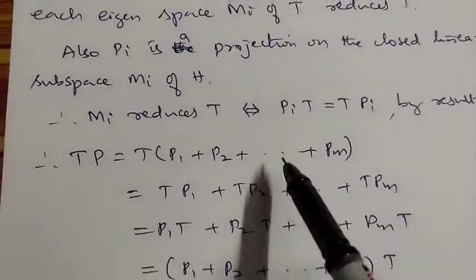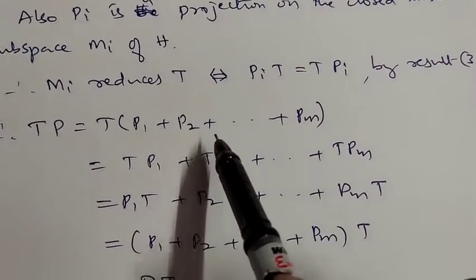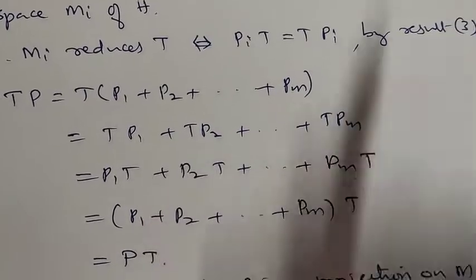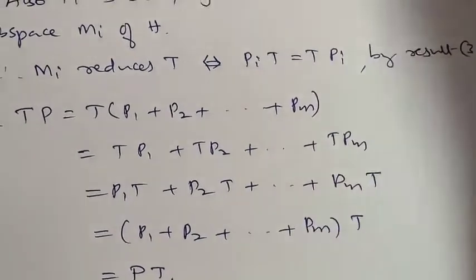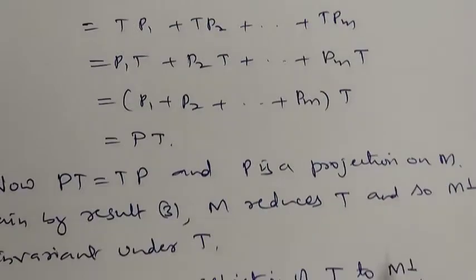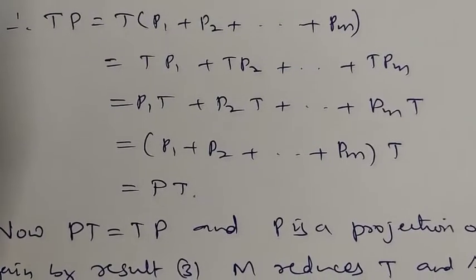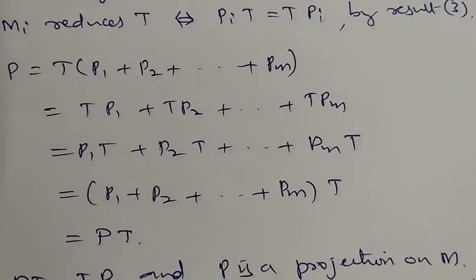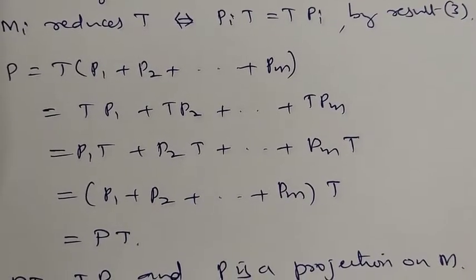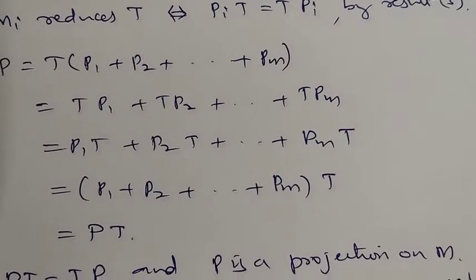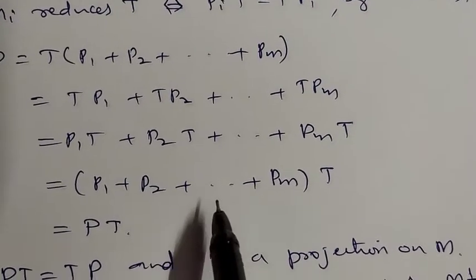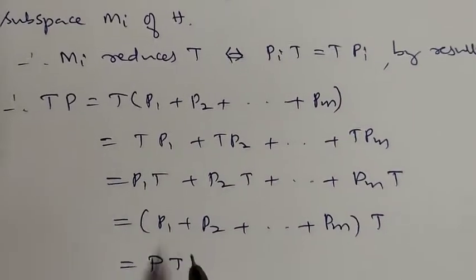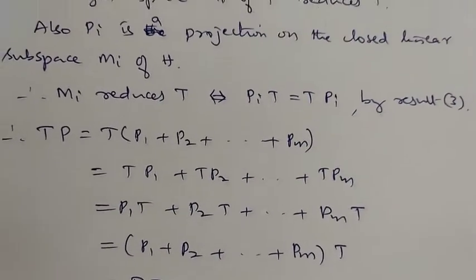Therefore, T into P, where P is P1 plus P2 etc. Pm, is equal to T P1 plus T P2 etc. T Pm. This is equal to P1 T, because T P1 is the same as P1 T. So this is P1 T plus P2 T etc. Pm T, which is equal to (P1 plus P2 etc. Pm) T, so this is P T. So T P is equal to P T.